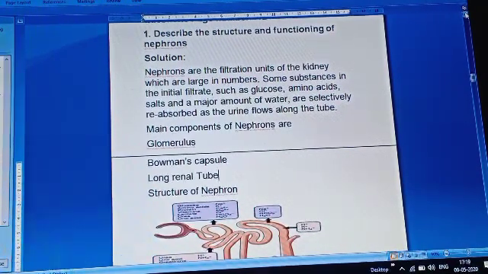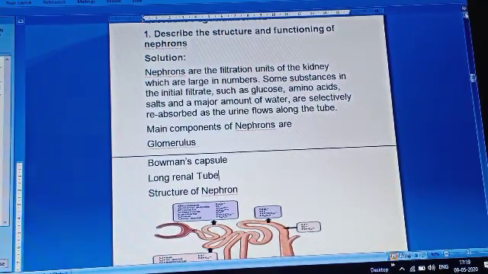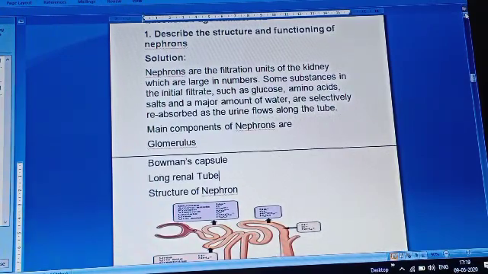Then after, it further reabsorbs whatever remaining useful particles are there. Then after, the urine is formed. This urine flows along the tube, and then it goes into the urethra.